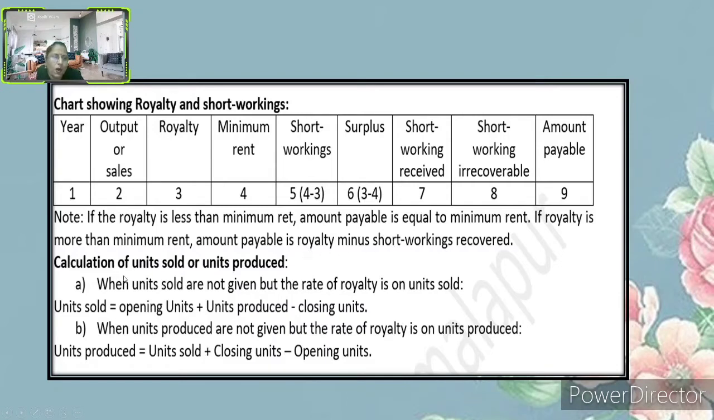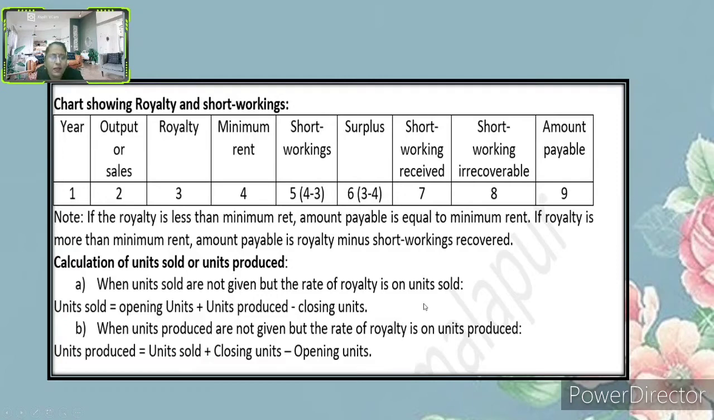Okay. Now, calculation of units sold or units produced. When units sold are not given, but the rate of royalty on units sold is given, then units sold is equal to opening units plus units produced minus closing units. In this way, you have to consider how many units were sold.